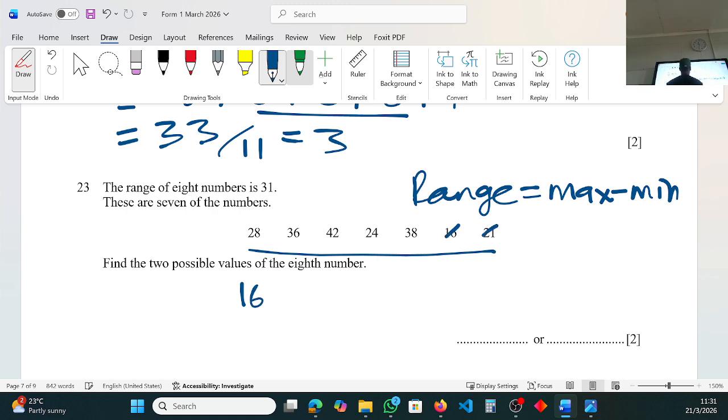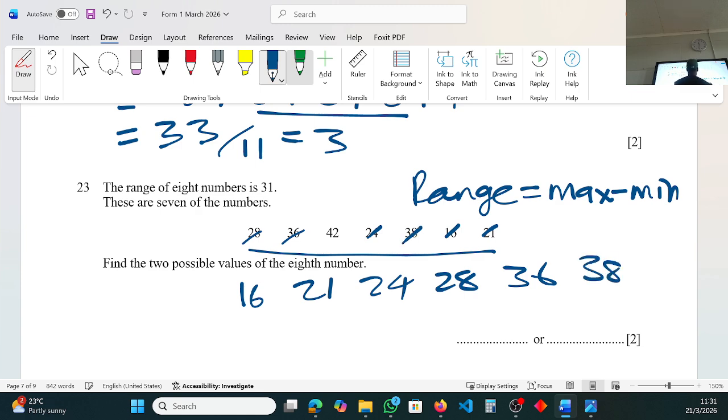Then it's followed by 21. Then we have 24. We have 28. Then we have 36. And then we have 38. Finally, 42. So these are the 7 numbers: 1, 2, 3, 4, 5, 6, 7. Find 2 possible values of the 8th number, given that the range is 31.